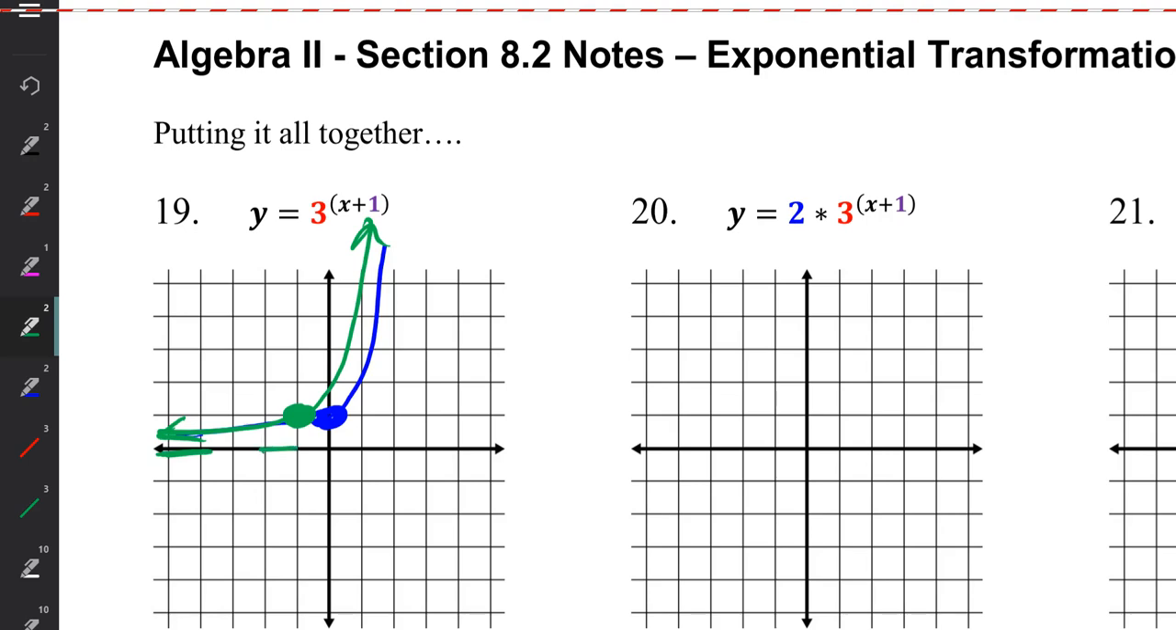If you do not draw an asymptote on your graph, I'm going to assume it's y = 0. If the asymptote is anywhere other than y = 0, I want to see it. Fair? Okay. 20.